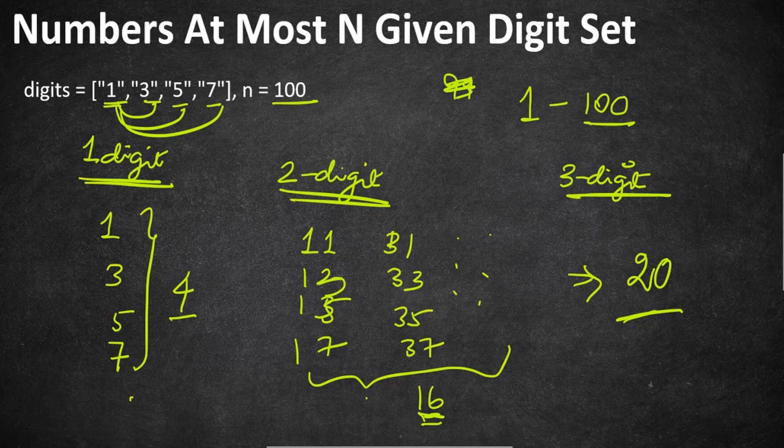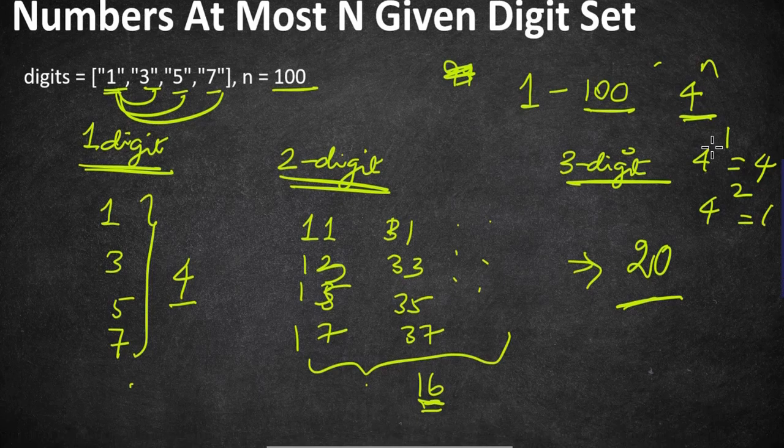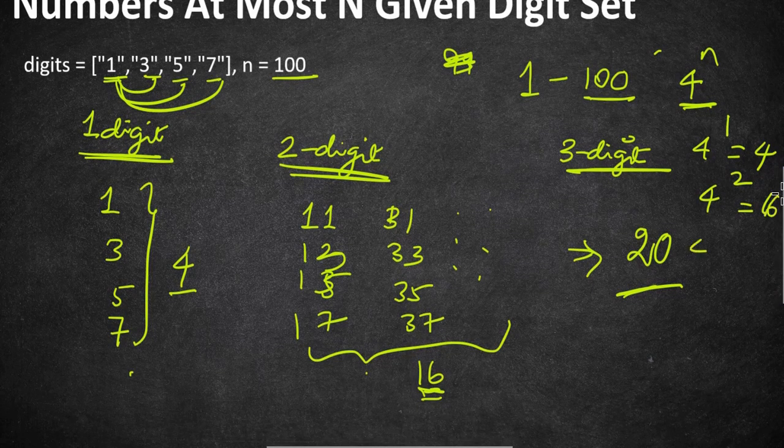So how do you calculate this mathematically? Easily, you can calculate it by doing 4 power n, or digits power n. Here they have given 4 numbers in the given digits, so we use these 4 digits to calculate how many numbers we can form with 1 digit, 2 digits, and so on. To calculate one-digit numbers, 4 power 1 is 4, to calculate two-digit numbers, 4 square is 16, and to calculate three-digit numbers, 4 cube, and so on for as many digits as we can form.